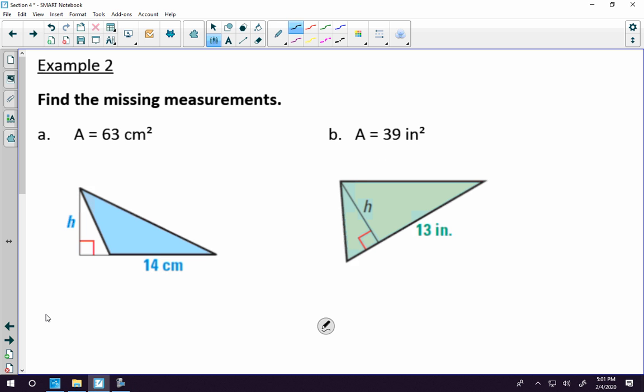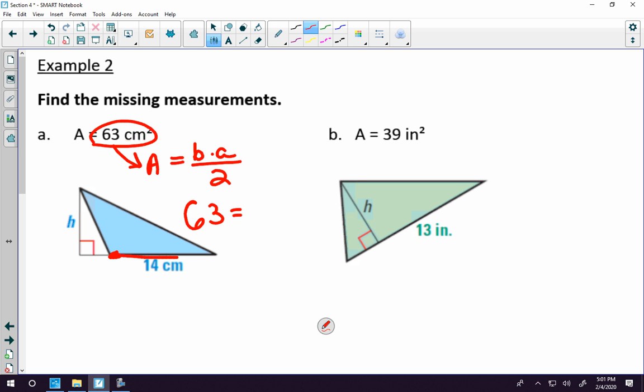In example 2, it says find the missing measurements. So we need to first understand what type of polygon we are working with. We're working with a triangle. So you say, okay, we're going with base times altitude. That'd be the area of a rectangle or parallelogram, but we're dividing by 2 because this is a triangle. So what's our given information? Well, we know the area is 63 square centimeters, so we substitute 63 in for the area. So now we have 63 equals. Do we know the base length? Yes, the base length is 14. So it's going to be 14 times the altitude. Do we know the altitude? No, we're looking for it. So we're solving for A.